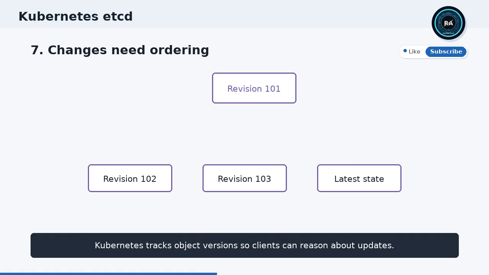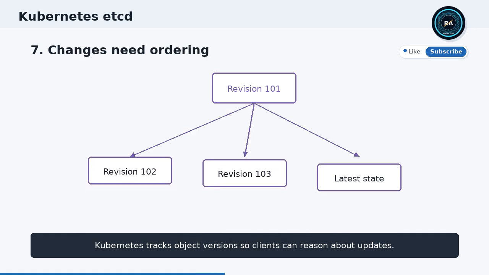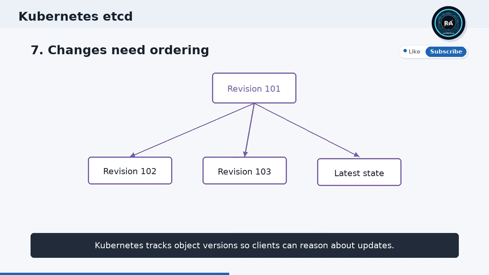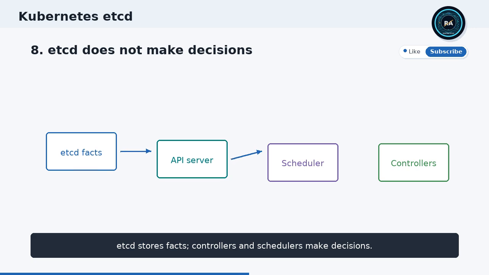2 controllers may read related objects. A user may update a manifest. A node may report status. etcd gives Kubernetes a consistent ordered history of persisted changes, and Kubernetes exposes versions so clients can reason about what changed. etcd is critical, but it is not the scheduler and it is not a controller.